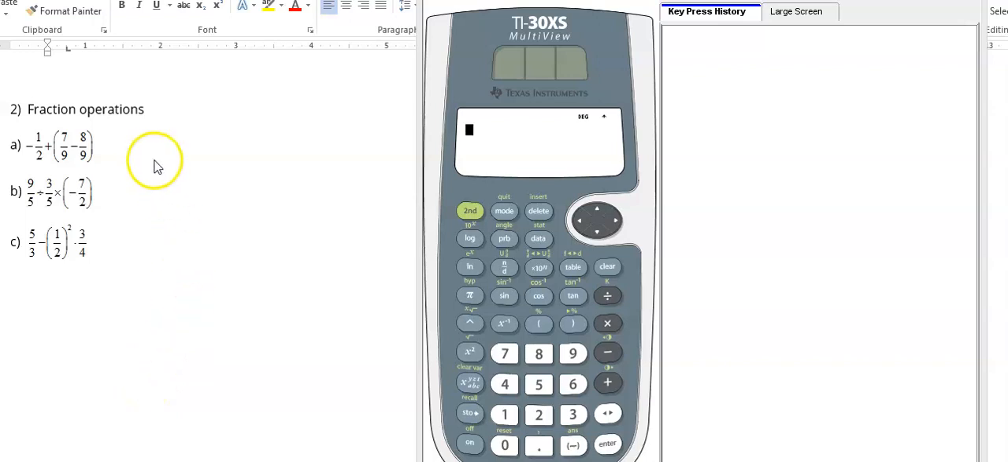In this video, we're going to perform fraction operations on the TI-30XS Multiview. So let's look at the first question. We have negative 1/2 plus, in parentheses, 7/9 minus 8/9.